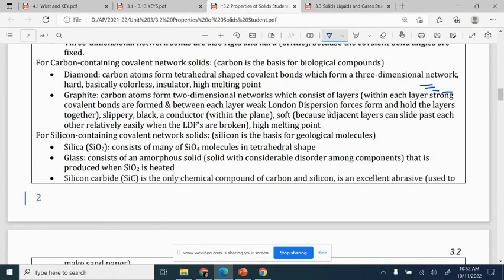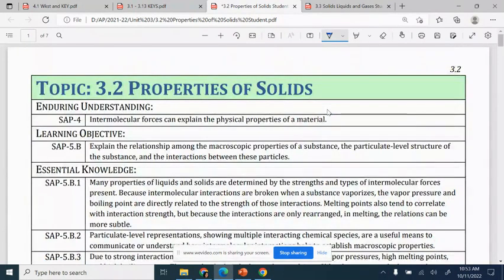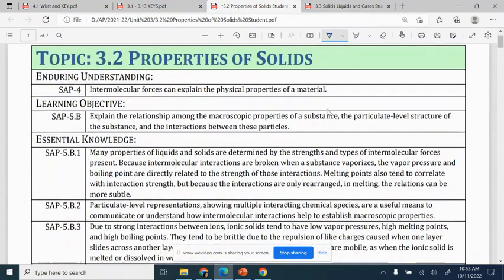Glass is actually an amorphous solid. Remember, amorphous solids are able to change shape over a long period of time, and that's why they'll warp over time, because they don't have that set structure. And then silicon carbide is the only chemical compound of carbon and silicon, and it is an excellent abrasive.